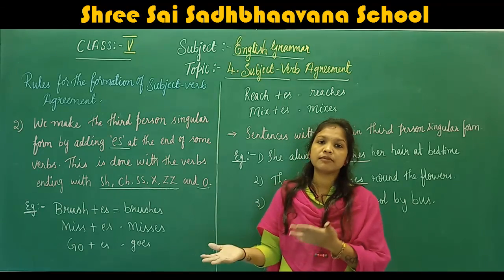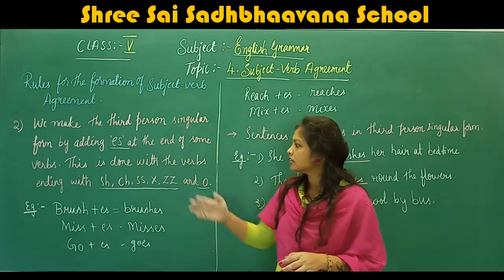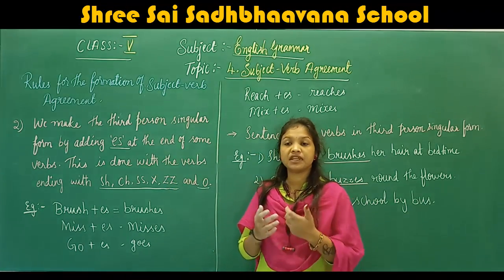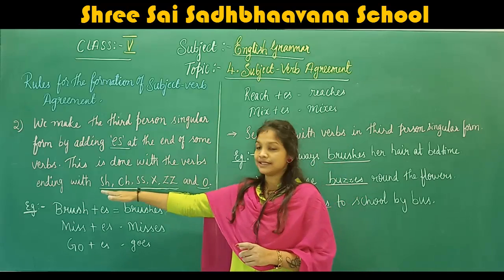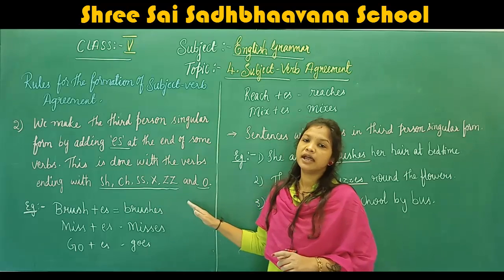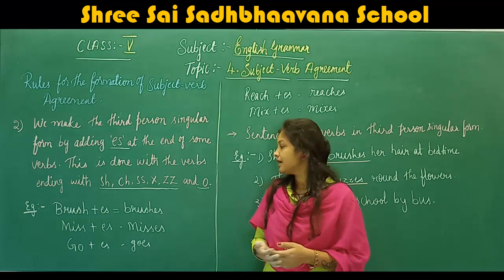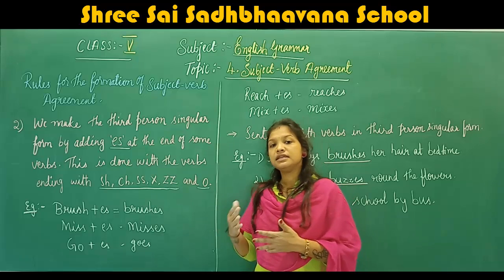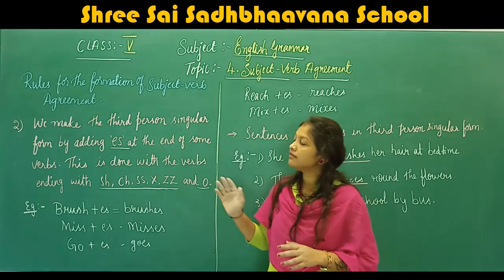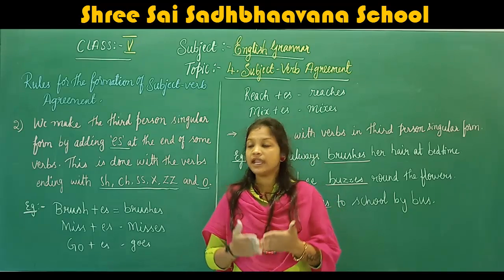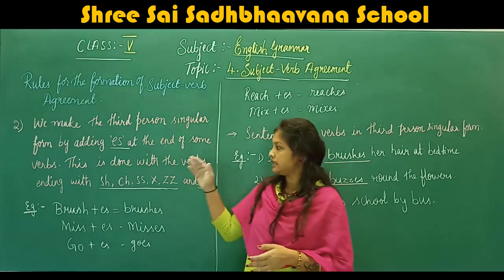So for some words we add es while converting them to third person singular. This es is added to verbs ending with sh, ch, ss, x, z and o. For these words we add es while converting them to third person singular. Understood, children? When we make the third person singular with words ending with sh, ch, ss, x, double z and o, we add es.